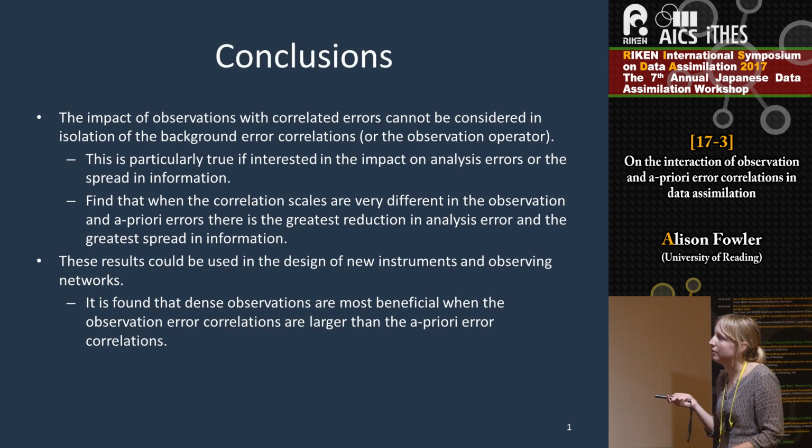And the idea is that hopefully this information might be useful for designing perhaps new instruments, but also observing networks. So I gave the example of data thinning. It's found that dense observations are most beneficial in terms of my metric, my mutual information divided by number of observations, when the observation error correlation length scales are larger than in the a-priori error correlations.